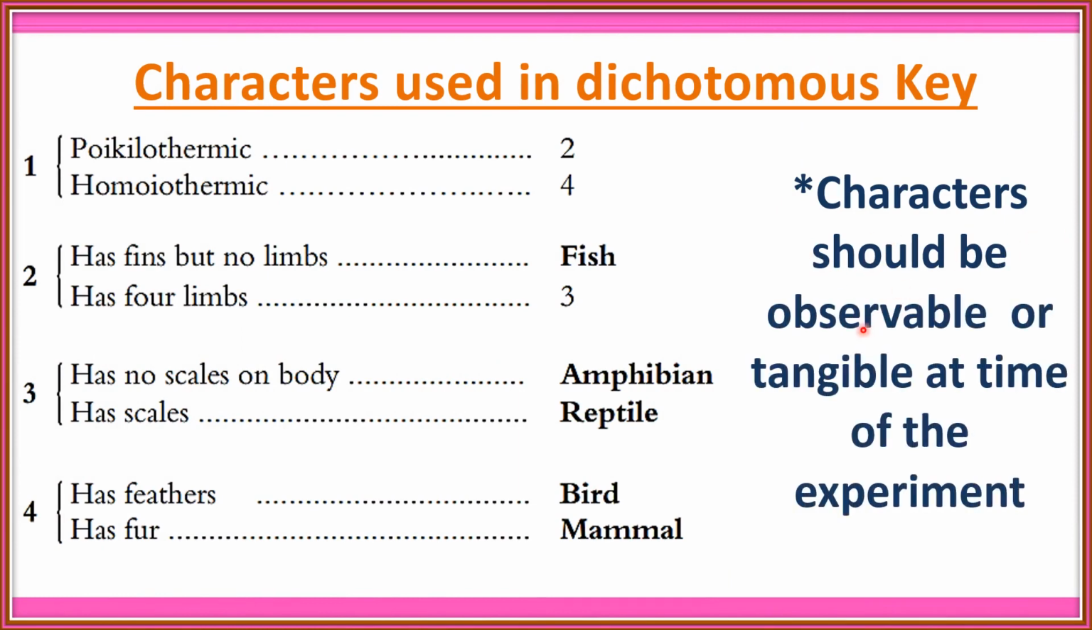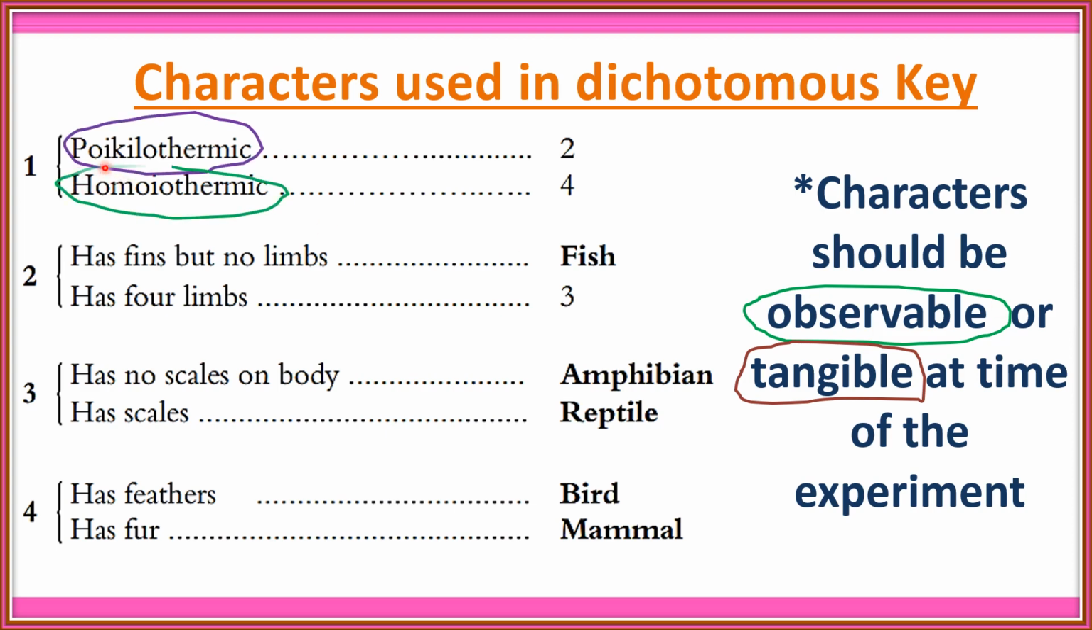Characters should be observable or tangible at the time of the experiment. Now, for example, if you look here, we have poikilothermic and homeothermic. This character is not observable. You cannot observe them. Therefore, we cannot use this character because it is not observable.